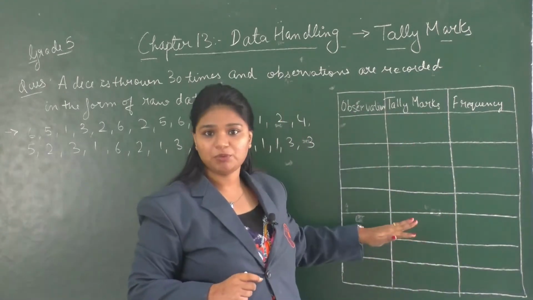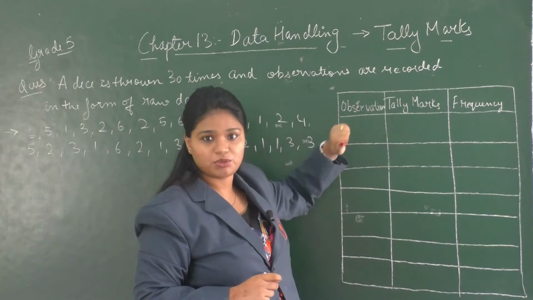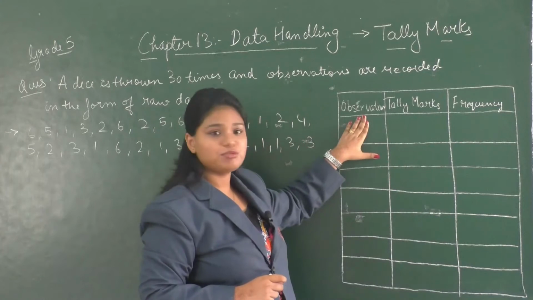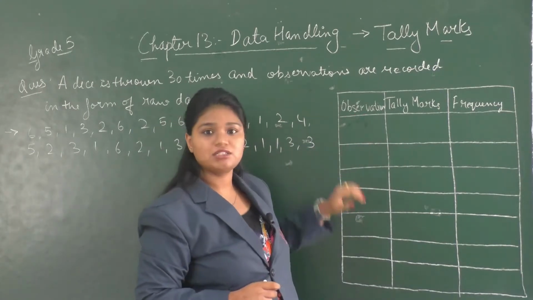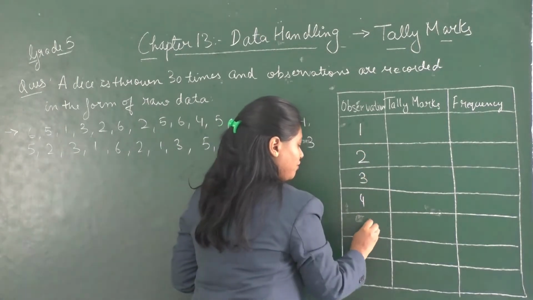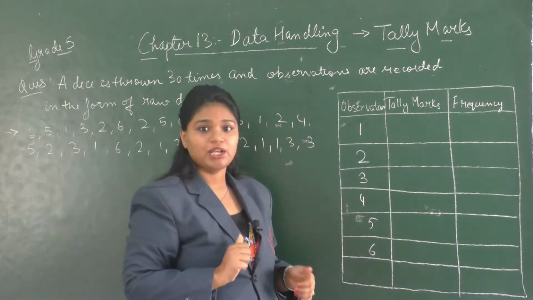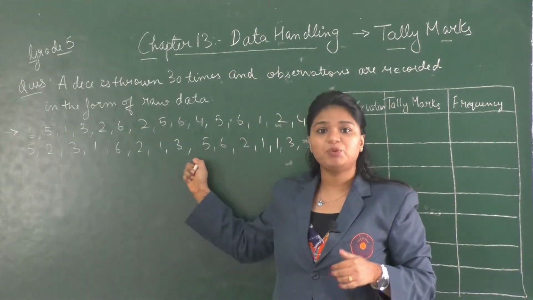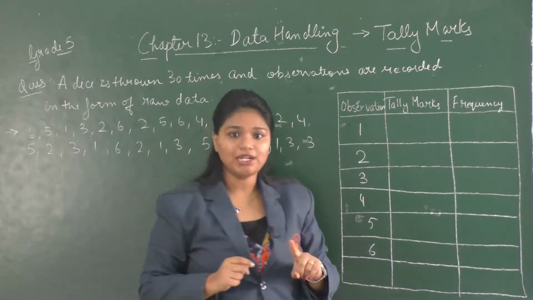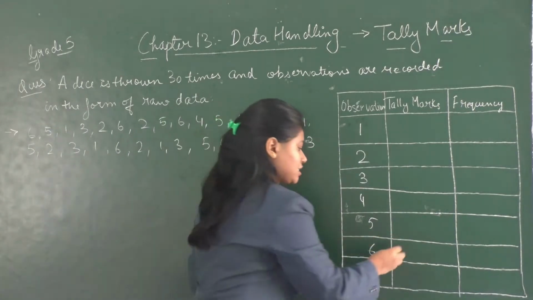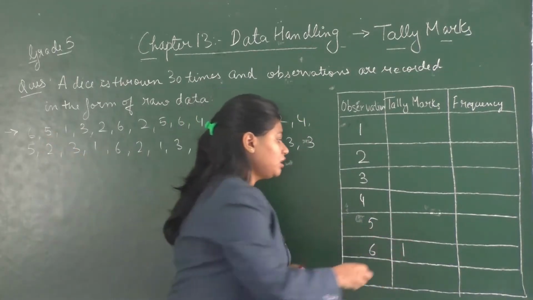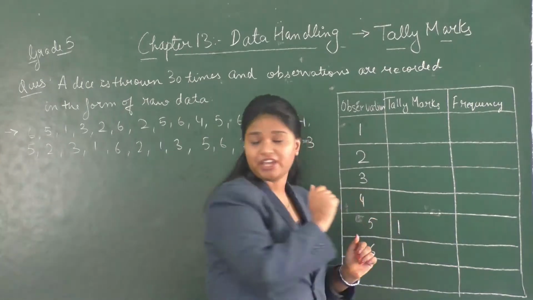Now this is the table that we require. First we will mention observation, tally marks and frequency. So under observation we will write the numbers from 1 to 6. So 1, 2, 3, 4, 5 and 6. Now as per the observations we will add the tally marks. So first number is 6. So we will add one tally mark under 6. Next is 5. So we will add the tally mark against 5.